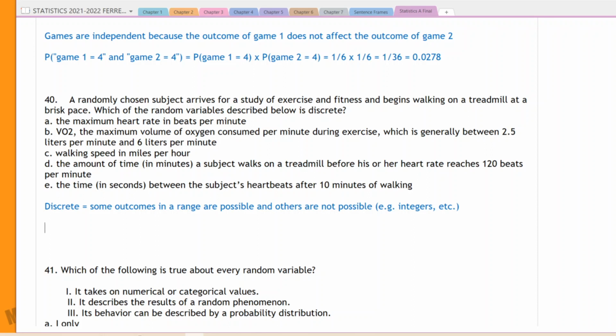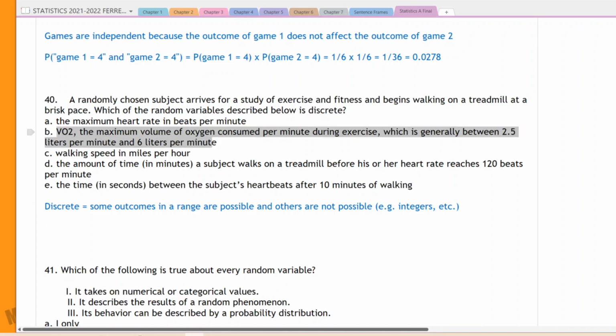Now for letter B, I mean, there's no end to this. Like you could say 2.7 liters or 2.71 liters or 2.711 liters or 2.7111 liters. There is not a set number of outcomes here. Any outcome that is between 2.5 and 6 is okay. So this one I think is wrong.